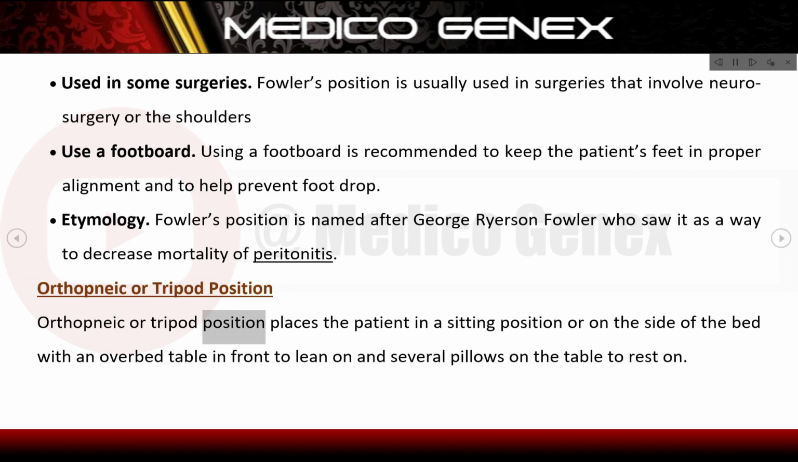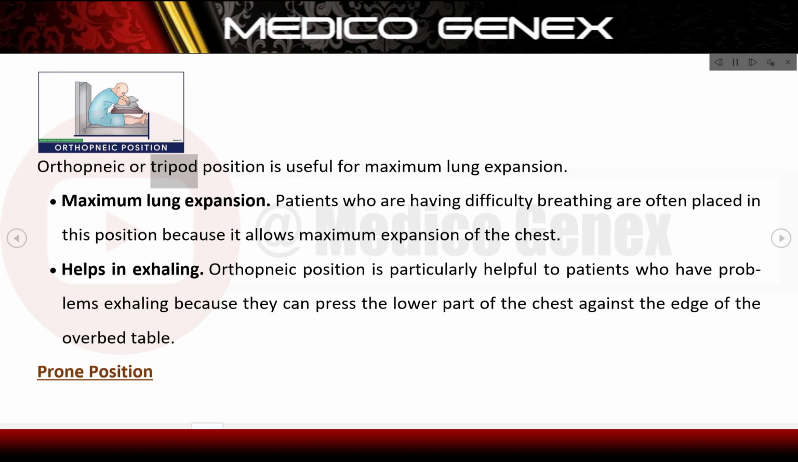Orthopneic or tripod position. Orthopneic or tripod position places the patient in a sitting position or on the side of the bed with an overbed table in front to lean on and several pillows on the table to rest on. Orthopneic or tripod position is useful for maximum lung expansion. Maximum lung expansion. Patients who are having difficulty breathing are often placed in this position because it allows maximum expansion of the chest.